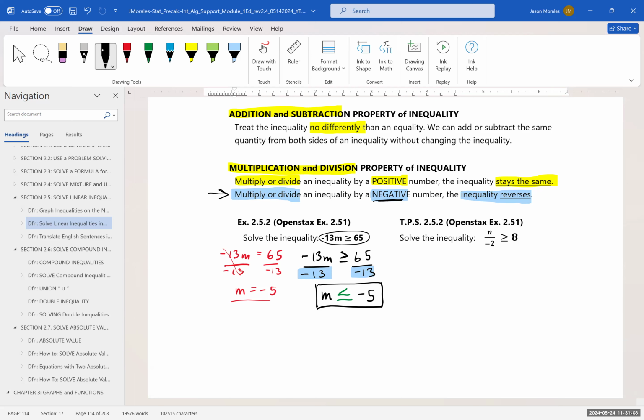All right, pause the video at this point and try the think-pair-share. I'll give a solution to it when you come back.